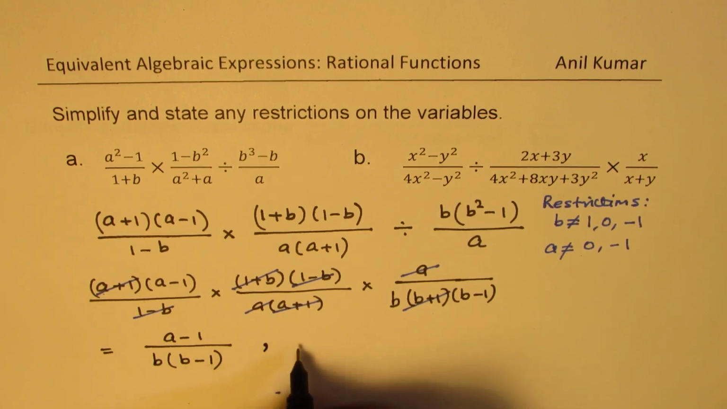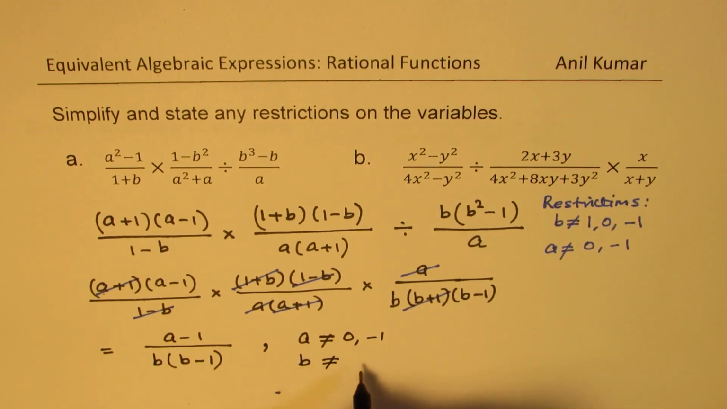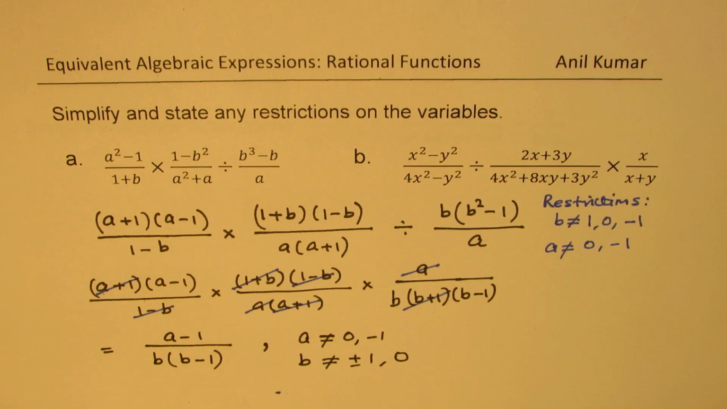And of course the restriction here is that a is not equal to 0 and minus 1, and b is not equal to plus minus 1 and 0. Correct? So that is how we are going to solve this question. And now let us take up part B of this question.